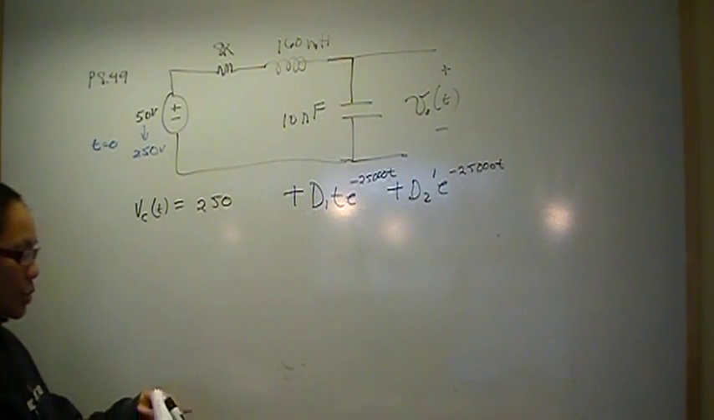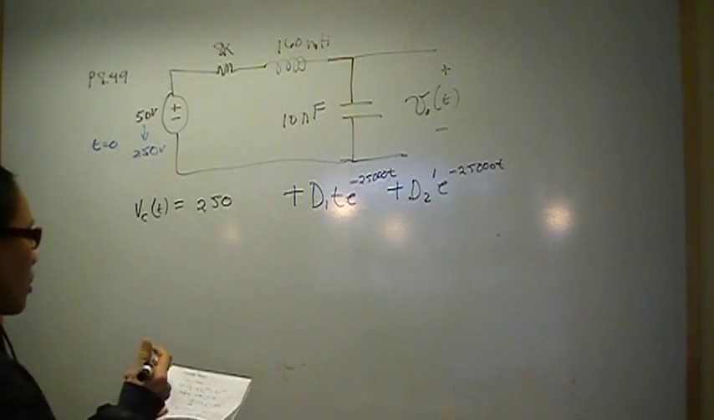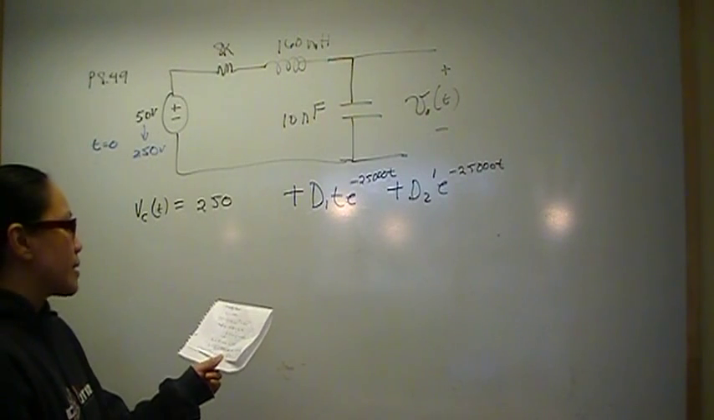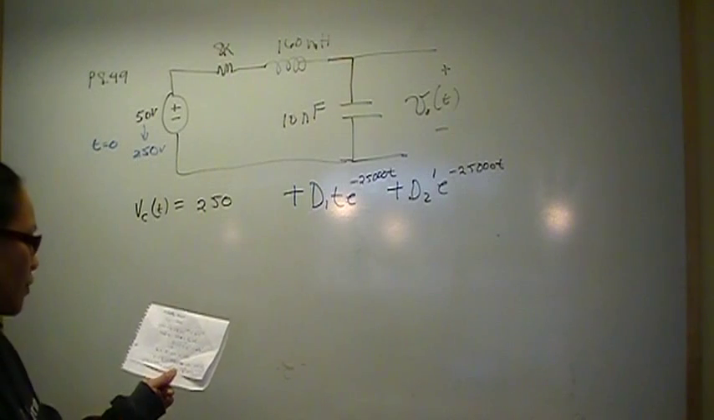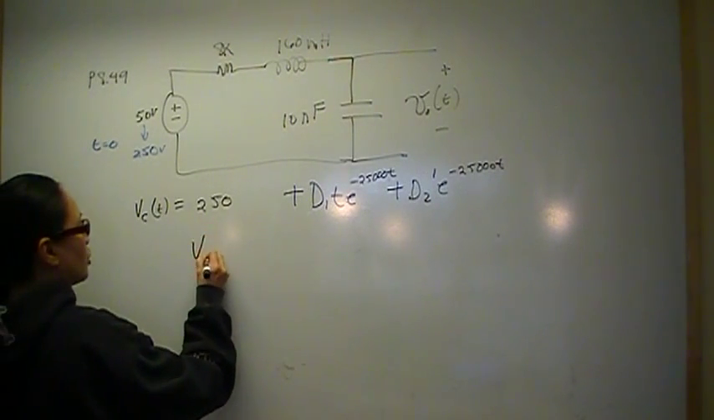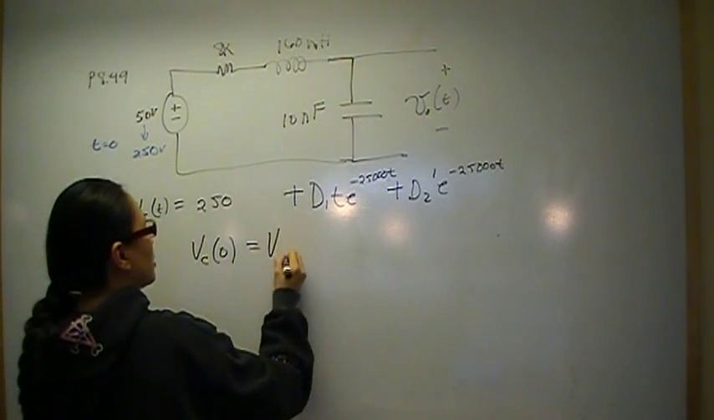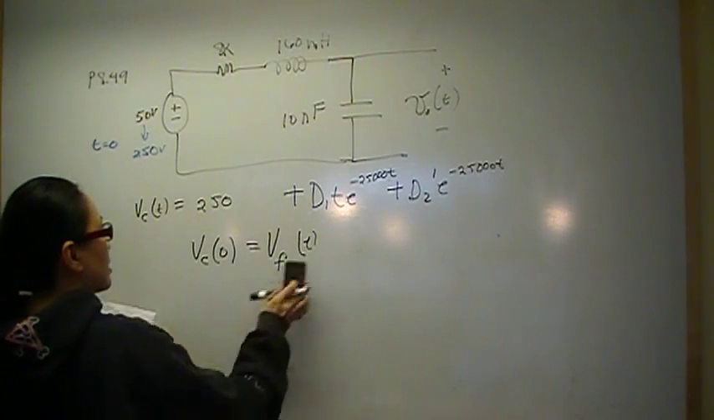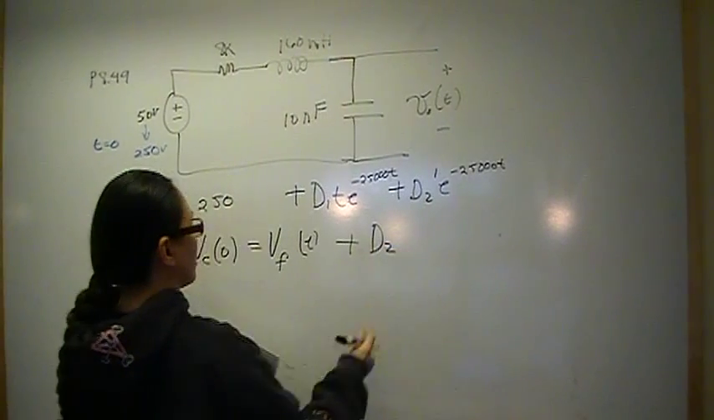And for that, we will be using the coefficient equations. In the coefficient equation, it says x of 0 is equal to xf plus D2. The x is whatever thing that you're looking for, in this case, voltage. So that's telling me voltage across the capacitor at time 0 is equal to voltage final across the capacitor, plus some D2.